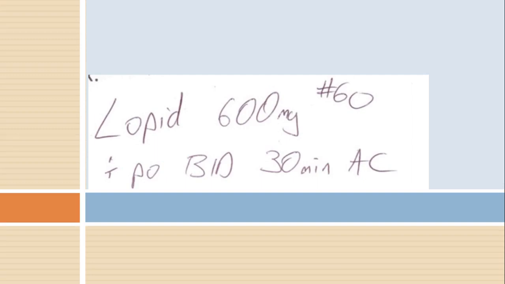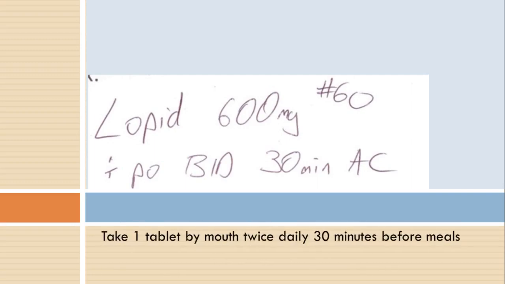The next one, Lopid 600 milligrams, number 60. And the directions say 1 PO BID 30 minutes AC. Now on this one, we're going to have to actually do a little bit of decoding. We know what PO means. That means by mouth. I also talked about by meaning like bicycle, okay? BID, twice daily, okay? 1 PO BID. Take 1 tablet by mouth twice daily, 30 minutes. 30 minutes when? AC, before meals. So take 1 tablet by mouth twice daily, 30 minutes before meals. Hopefully you can see that in there.